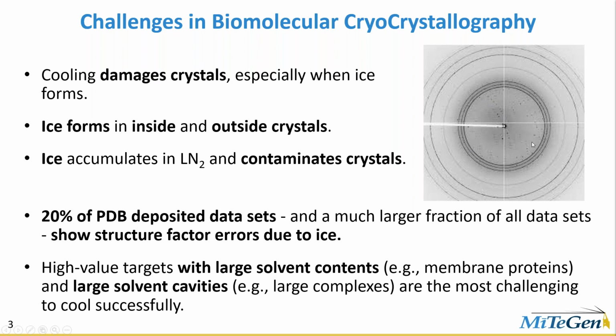Ice can also accumulate in the liquid nitrogen that we use to cool the crystals and contaminate their surface and the diffraction patterns. A recent analysis by Andrea Thorne and others showed that 20% of PDB deposited data sets show structure factor errors due to ice, and that's the PDB data sets, which are our best data, so presumably ice contamination is a much larger problem than that.